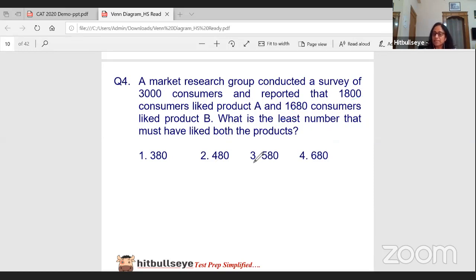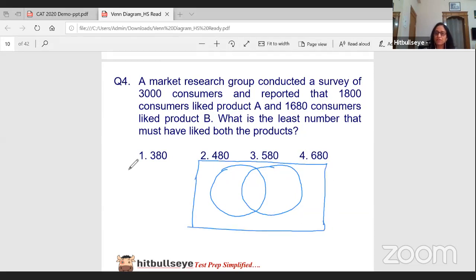Now, in a Venn diagram, no number can be negative, but a number can be 0. So let me tell you the approach for minimum questions. The shortcut for maximum is to take the minimum of the numbers given in the question. For minimum, the shortcut is you want the least number being asked in the question to be 0, because obviously I can't have negatives in a Venn diagram.